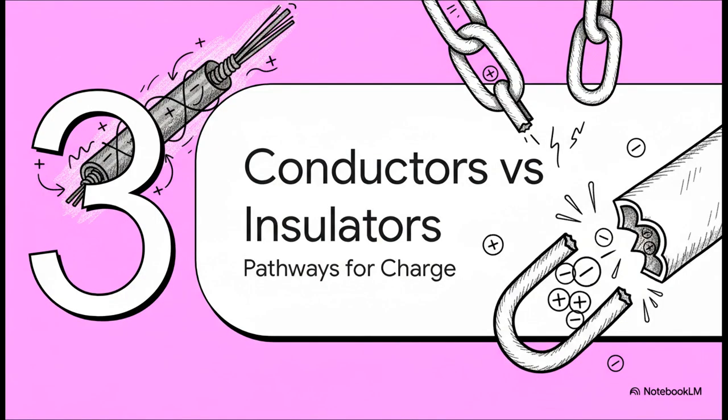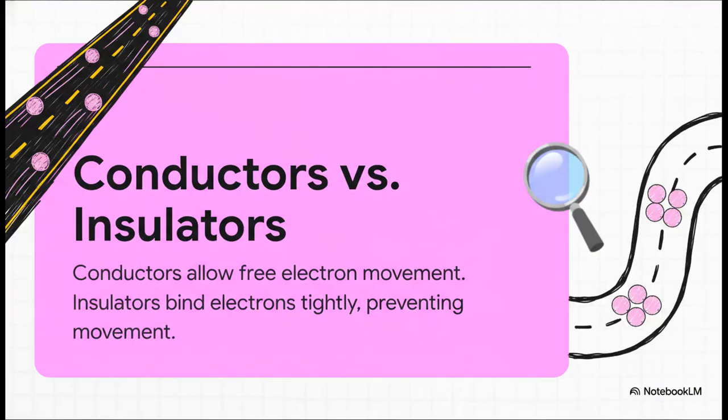Now, of course, these charges don't just exist in a void, so the next piece of our puzzle is figuring out how they move around. And it turns out not all materials treat charge the same way at all. Some materials, which we call conductors, are like wide-open, multi-lane superhighways, letting those little electron charges zoom around freely. But others, which we call insulators, are more like dead-end streets, where the charges are pretty much stuck in place.